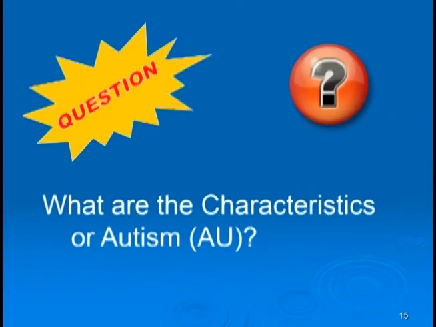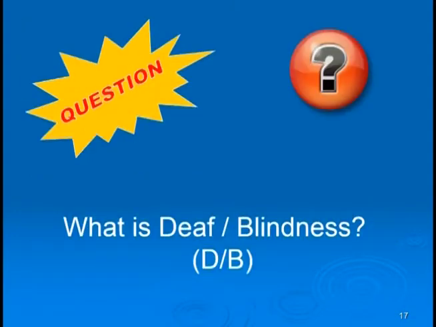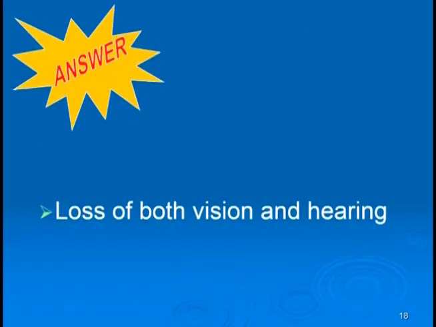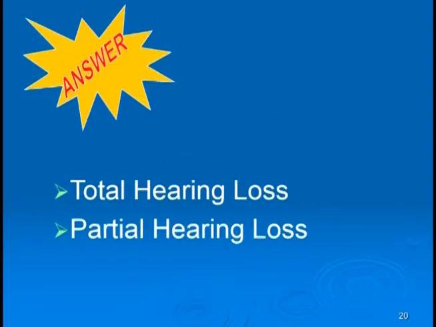Some more study questions. What are the characteristics of autism? The answer would include repetitive movement, echolalia, unusual responses to sensory stimulation, and resistance to change. What is deaf and blindness? The loss of both vision and hearing. And what is deaf or hard of hearing? Either a total hearing loss or a partial hearing loss.